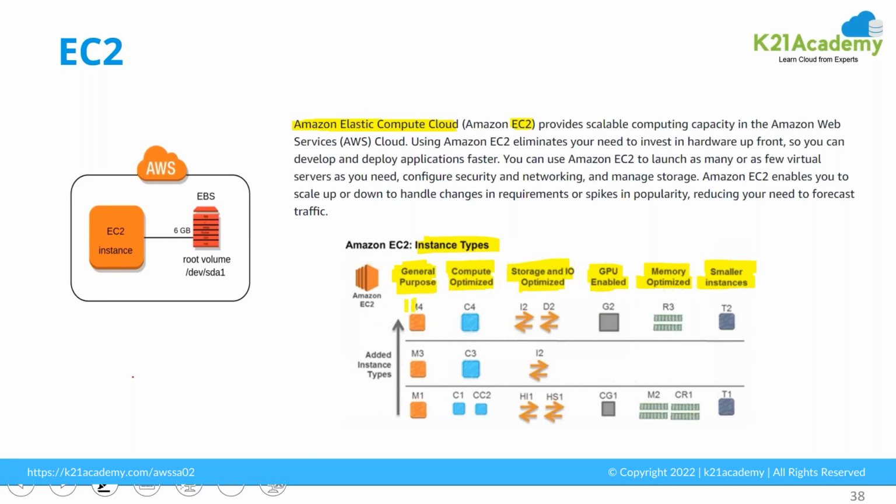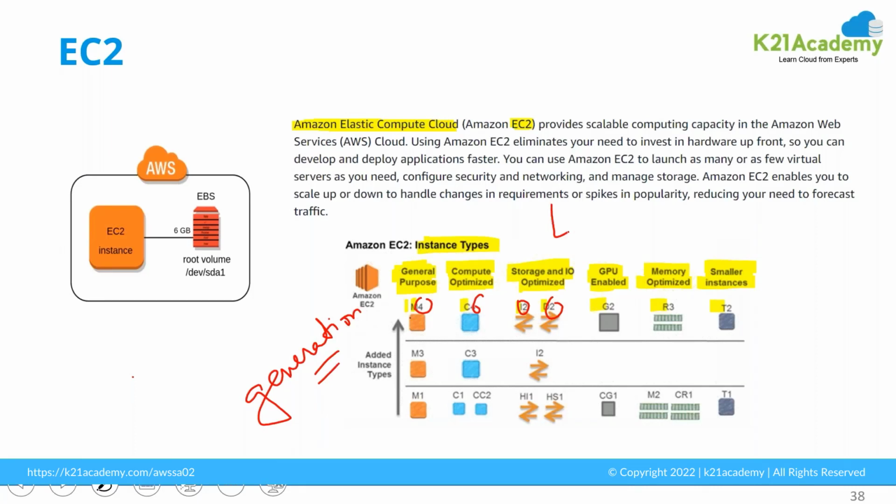So this M, C, I, D, G, R, T is the family name. Now there is no sense behind it. Amazon has just given an alphabet behind it. So these are the families. And the number, like 4, 2, this is actually the generation. So the family and the generation.